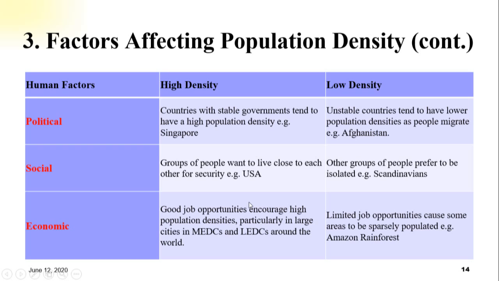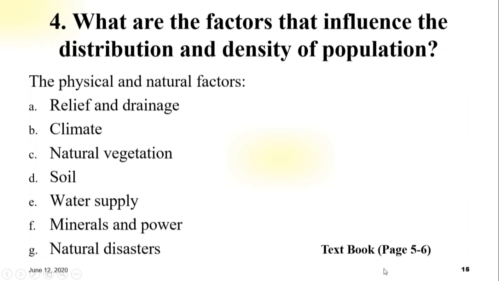And the low density of economic means limited job opportunities cause some areas to be sparsely populated. Sparsely, you have to remember the words hostile environment, and the word densely, you have to remember the words habitable environment. Here, for example, the Amazon rainforest. Let's move to one more point.